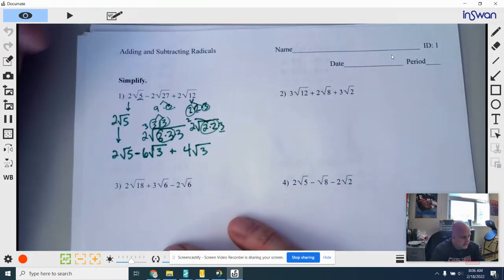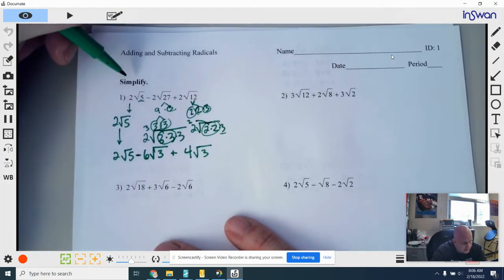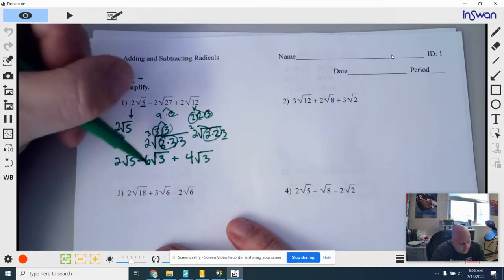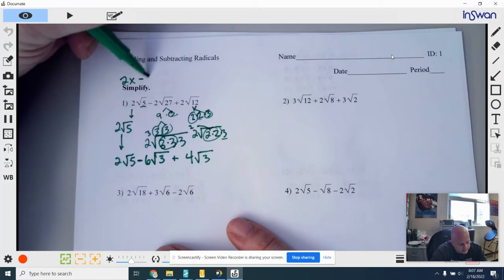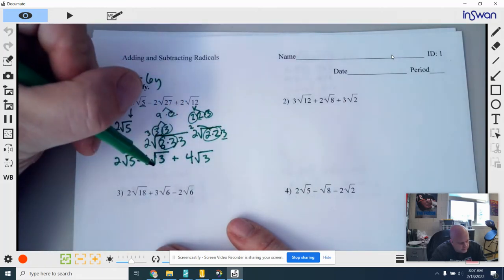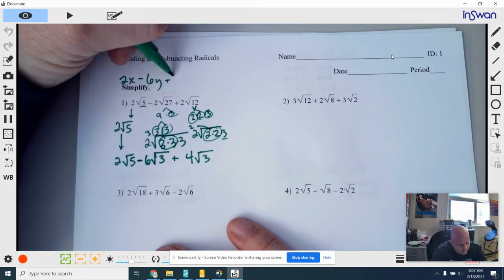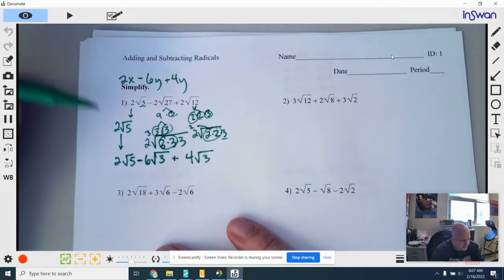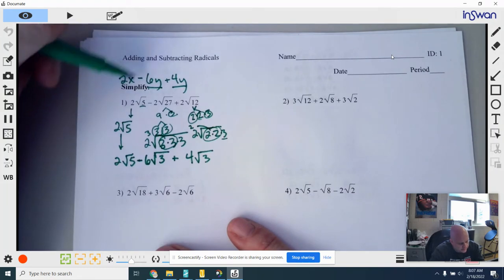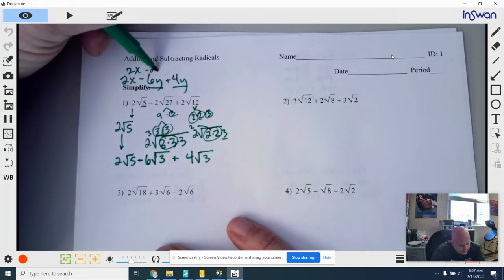Now, when I add these together, 2 square root 5, let's pretend that's like saying something like 2x, minus 6 square root 3, well, let's pretend that's like minus 6y. And then plus 4 square root 3, well, if this was a y, then this also has to be a y. So it'd be something like this. And we know we can only combine like terms. So these two y's would come together. That would give you 2x minus 2y.